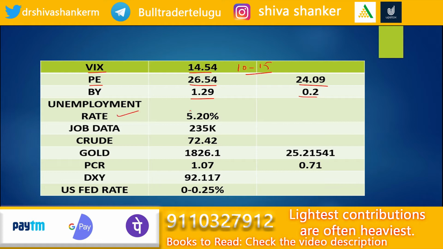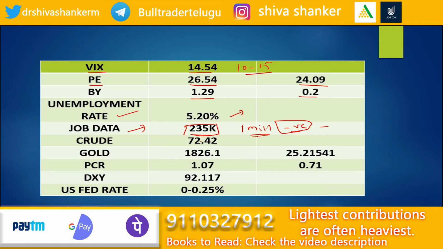Next is the unemployment rate. It is a good economic indicator for the US market, and they have announced it as 5.2. This data is better than the forecast, so it indicates a positive movement for the US market. Coming to the job data, this is a negative sign because they estimated US job data at 1 million, but only 25% of that number got jobs in the previous month. It is a big negative sign for the US market, and because of this, the US market experienced flat to negative movement on Friday. So we can expect this effect on the Indian market and other Asian markets on Monday.